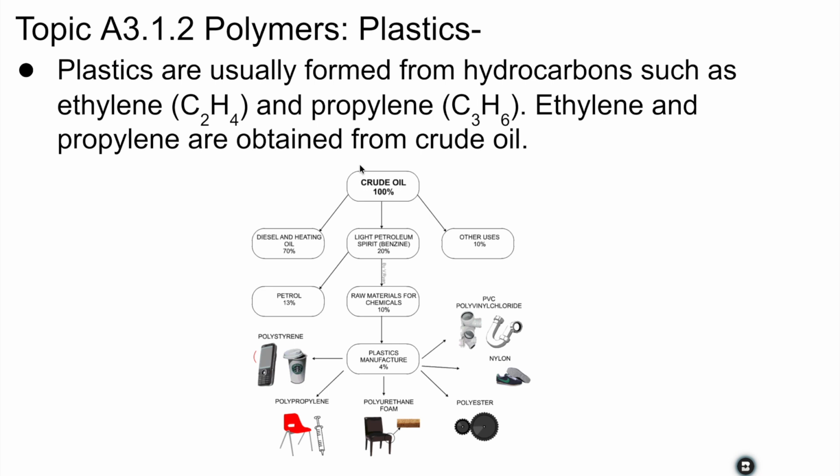Plastics are formed from hydrocarbons such as ethylene and propylene. Ethylene and propylene are obtained from crude oil. When you refine crude oil, you heat it up, and as you heat it up, it's going to differentially cool, and you'll get different products out of it. So you can get diesel and heating oil, you can get light spirits like benzene, you get petrol, which is gasoline, you get raw materials for chemicals, and so you can see that these are where we get our different plastics from.